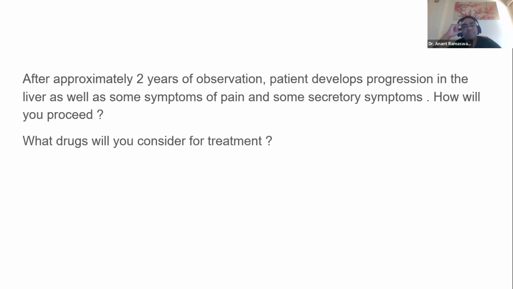Okay. Next slide, please. So this patient actually was observed, and after 2 years, he developed progression in the liver and some secretory symptoms also. Now, how will you treat? Dr. Hemalatha. Sir, I will start with octreotide, sir. Okay, right. Octreotide long-acting 30 milligram once in 4 weeks, sir. Okay, so from a treatment point of view, that is good. But would you want to do something else before beginning treatment? Would you think of something else, Dr. Adithya?